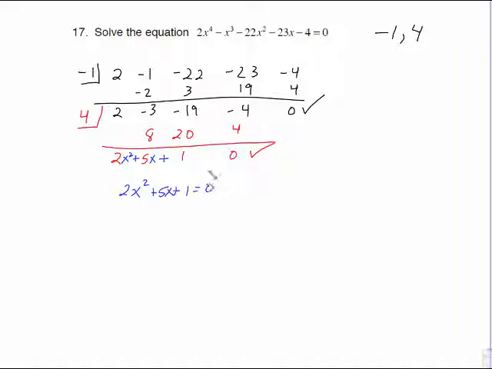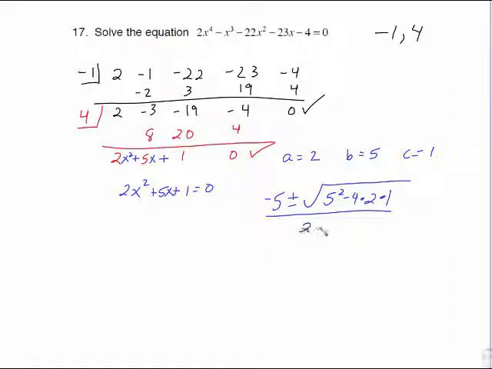And decide about factoring or the quadratic formula. It does not factor. I'm going to have to use the quadratic. So a is 2, b is 5, c is 1. So in the quadratic, this will be -5 plus or minus the square root of 5 squared minus 4 times a, which is 2, times c, which is 1, all over 2 times 2. Clean that up inside, and that's going to be the square root of 17 all over 4.